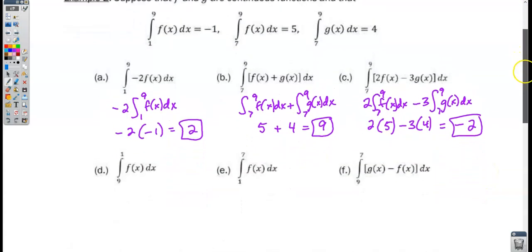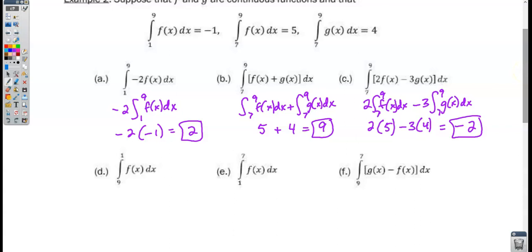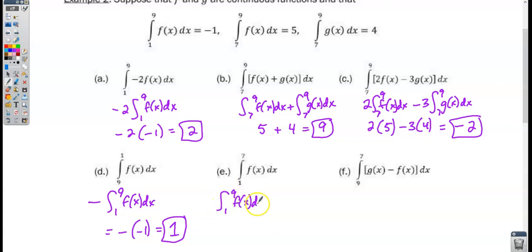Alright, part D, integral from 1 to 9 of f of x, that's just going to be the opposite of the integral here. So that's going to be positive 1. The integral from 1 to 7 of f of x, that's going to be the integral from 1 to 9 minus the integral from 7 to 9 gives me the integral from 1 to 7, and so that's going to be negative 1 minus 5 gives me negative 6.